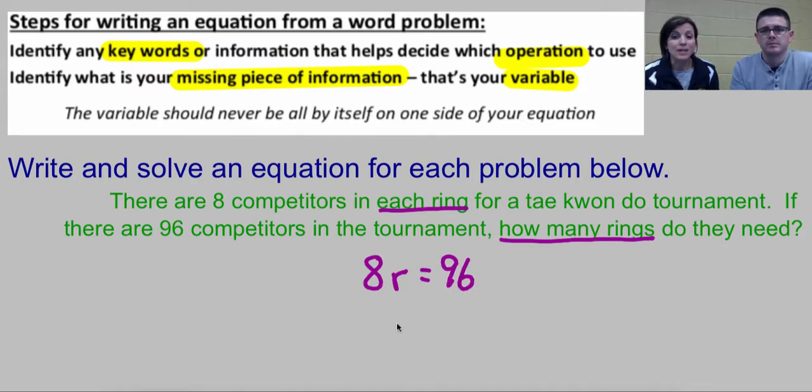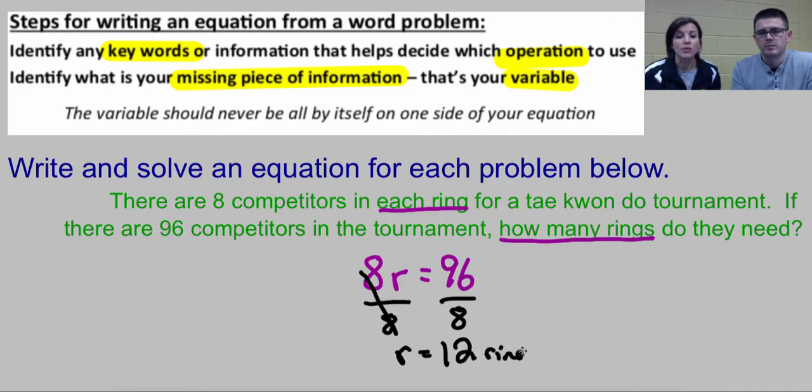It is a multiplication problem, so we're going to undo the multiplication with division. Dividing 96 by 8: 8R divided by 8 is going to equal R. 96 divided by 8 is going to equal 12. So R is equal to 12 rings. Getting that label on is important as well.